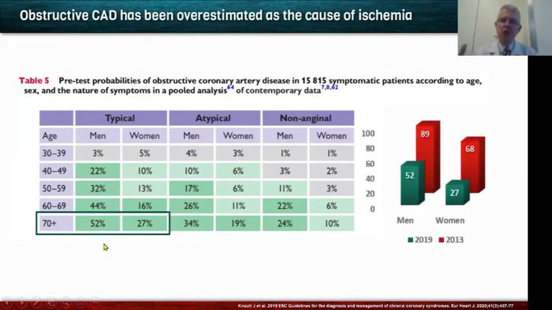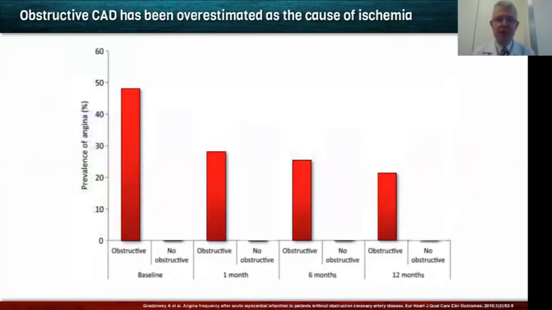So now when you compare those figures for men and women over the age of 70, in the red bars you see the 2013, in green, the 2019. So now you see that the pretest probability of having obstructive CAD is much lower than we thought. So how can we explain that those patients were still complaining of typical angina and not having obstructive CAD? Because now we consider non-obstructive CAD as a cause for myocardial ischemia.